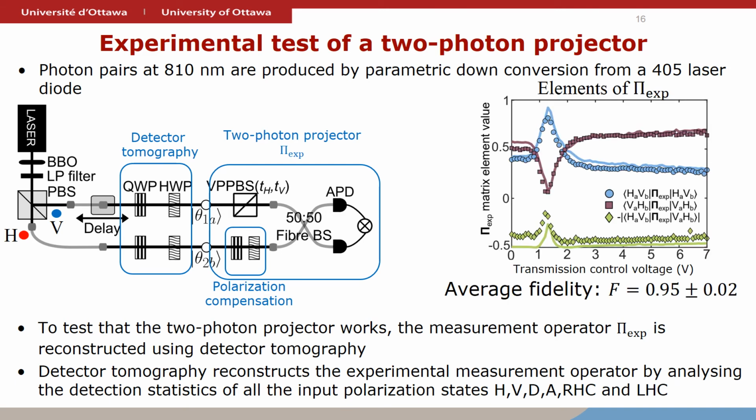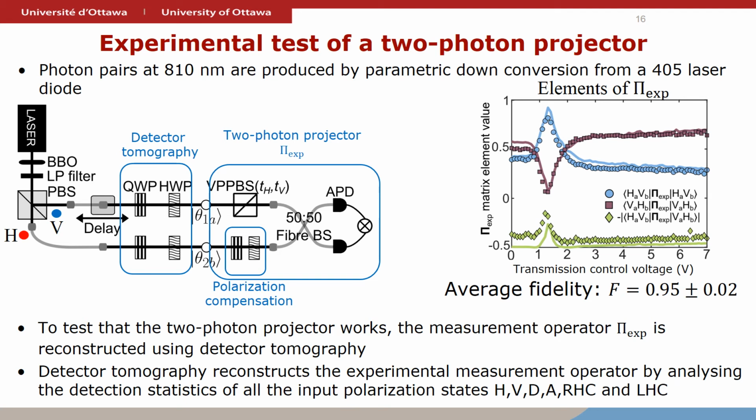Using detector tomography, we have been able to do the reconstruction of the measurement operator pi experimental. On the graph at the right, we plot some of the elements of the matrix of the measurement operator as a function of the transmission control voltage, which controls the transmission coefficients of the VPPBS. As we can see, for all of the elements of the measurement operator, the experimental points are really close to the solid line, which represents the theory.